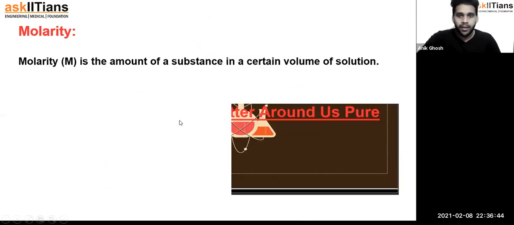Clear? Now, right now, we are going to discuss the molarity of a solution. Molarity is denoted by capital M, which you can see over here. The molarity is pretty simple. This is not that difficult like normality. If normality was difficult to you, molarity would be half of that. Okay.